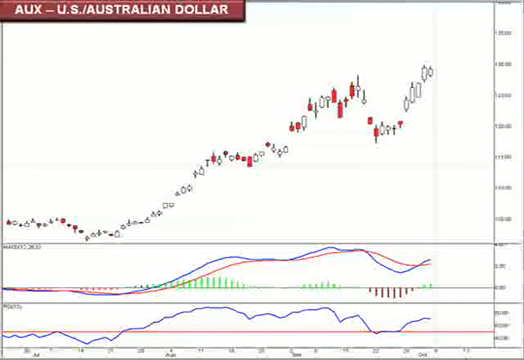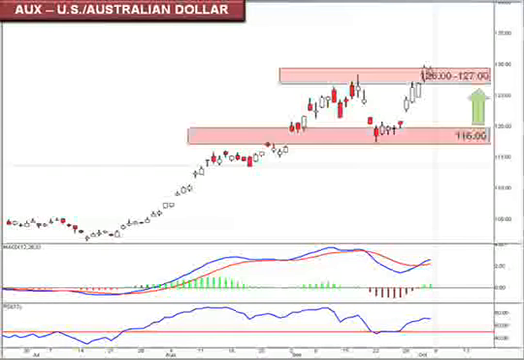All right, let's take a look at the AUX, the U.S. versus the Aussie dollar. We saw a significant bounce off of our 116 focal zone to play right up into that 126, 127 area there.